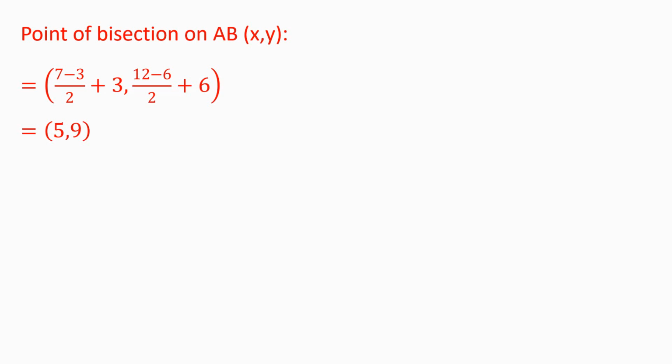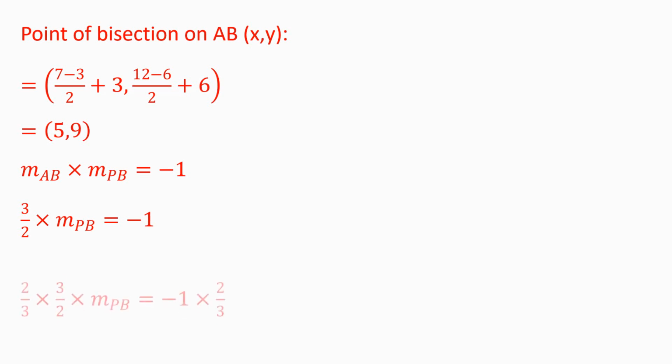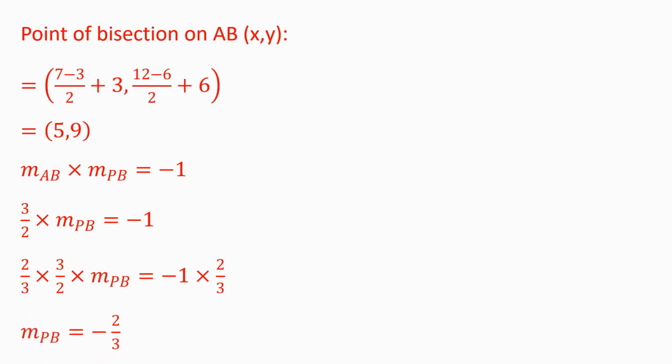Then for a perpendicular bisector, the product of their gradients is equal to -1. And so the gradient of AB times the gradient of the perpendicular bisector is equal to -1. And in part A, we had computed the gradient of AB, which was 3 over 2. So 3 over 2 times the gradient of the perpendicular bisector is equal to -1. We multiply both sides by 2 over 3 in order to remain with the gradient of the perpendicular bisector, which is equal to -2 over 3.